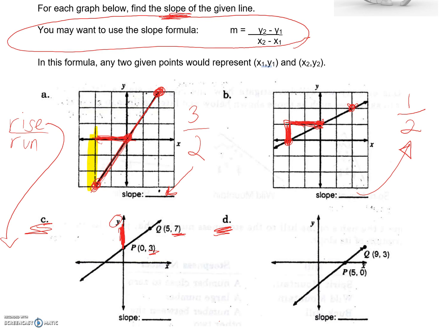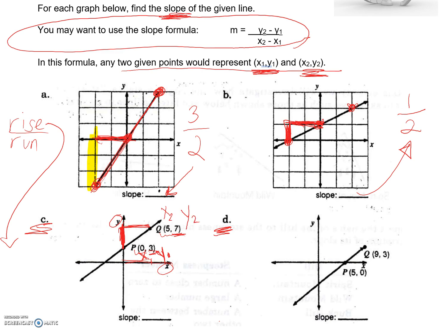And since we can't find our run, how far we're moving on the x-axis, we're going to look at the 5 and the 0. So this is what I meant when I said any 2 given points are x1, y1 and x2, y2. So we're going to call the first point x1, y1, and we're going to call the second point x2, y2.